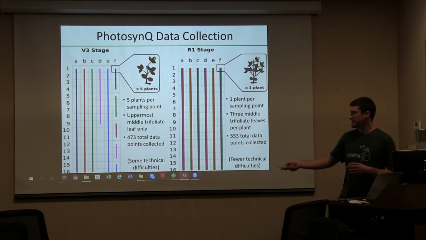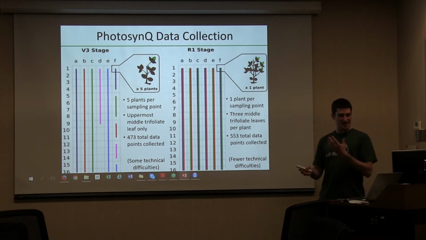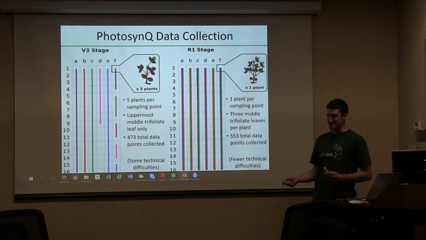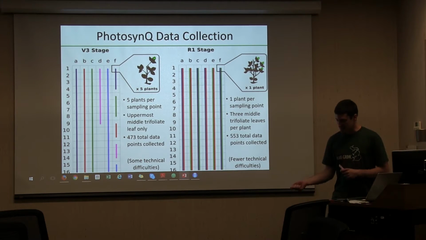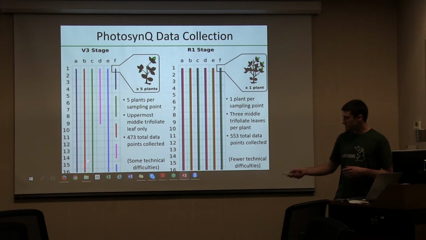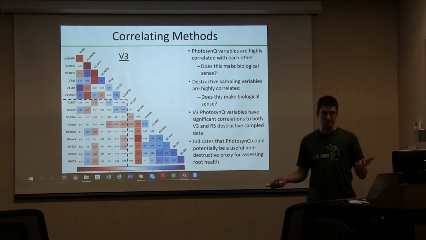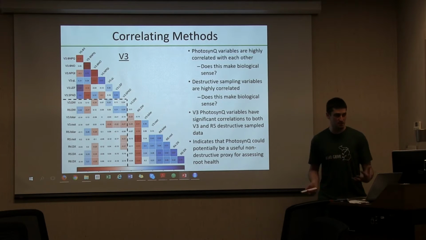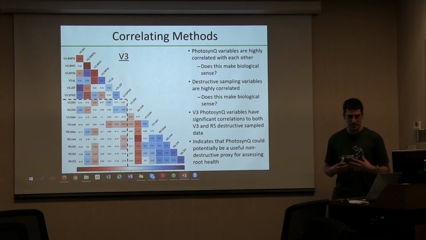And so it's a new technology, and out in Decatur, the internet connection is not very good, so they were having some difficulties getting PhotosynQ to talk to their Android devices. But for the most part, we actually got a lot of data. So we had some tough technical difficulties the first time, but fewer the second time. But most importantly, the data seems to be telling us something. And now it's up to us to try and interpret that.